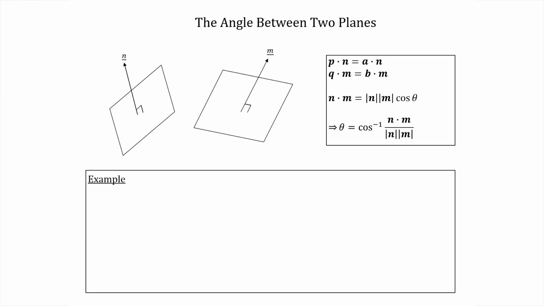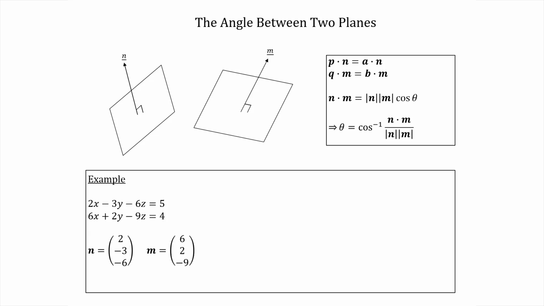Let's try an example. Let's find the angle between the planes 2x minus 3y minus 6z equals 5 and 6x plus 2y minus 9z equals 4. The normals to these two planes can be found by simply pulling out the coefficients of x, y, and z. So, the normal to the first plane, n, is (2, -3, -6). And the normal to the second plane, m, is (6, 2, -9).